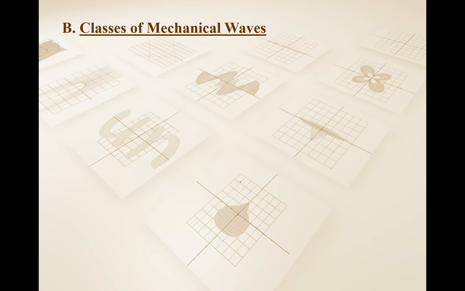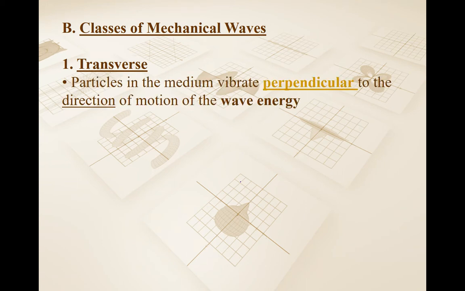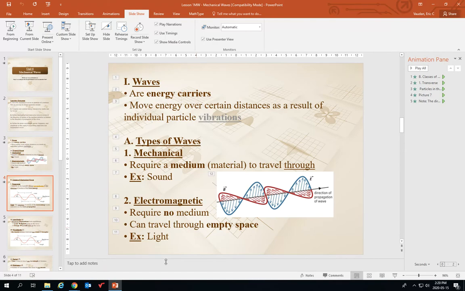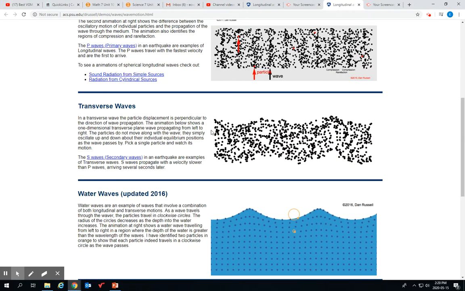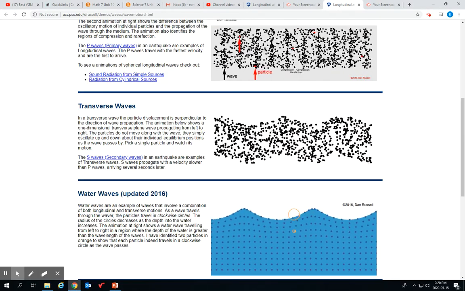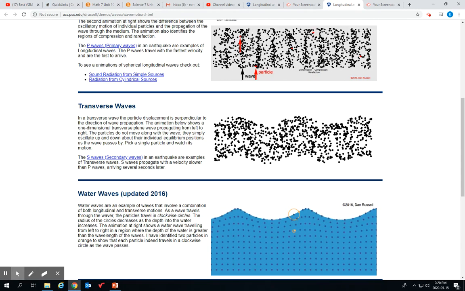We can actually take mechanical waves and break them into two subcategories or two classes, starting with a transverse mechanical wave. A transverse wave is a wave where the particles in your medium vibrate perpendicular to the direction of motion of the wave energy. Okay, so let's go back to the animation again. The one we first look at is an example of a transverse wave.